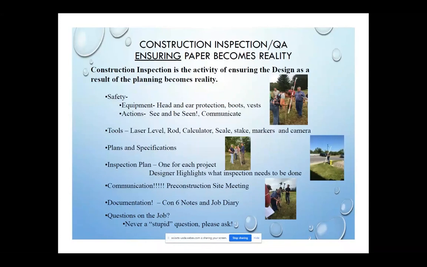Documentation, conservation 6 notes and or a job diary should be kept throughout the construction phase. If you ever have a question on the job, there's never a stupid question. Please ask the designer if you're not comfortable talking to the contractor, but even like the methods that they're using and why, it's better to ask than to leave it unasked and say, well, I thought that looked strange, and then they have to redo it.